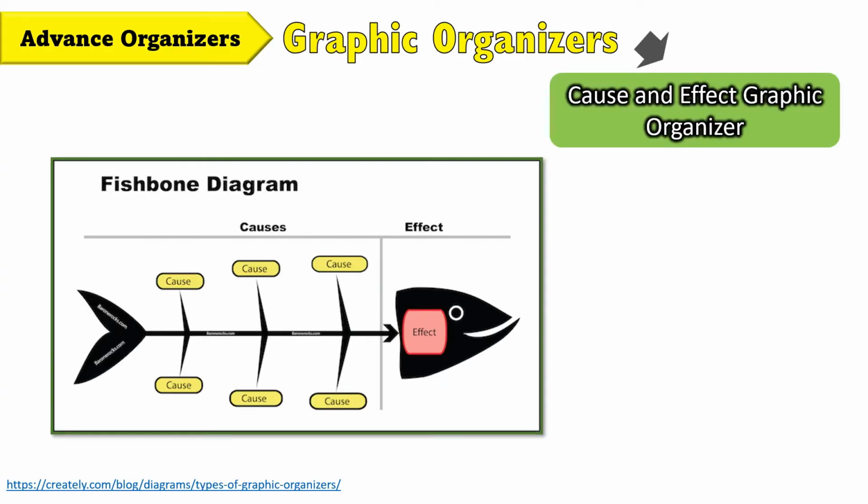Cause and effect graphic organizer. This type of graphic organizer shows the causes and effects of an event. The cause is the reason why something has happened, and effect is the result of what has happened. Visualization helps clearly understand the different cause and effect relationships.